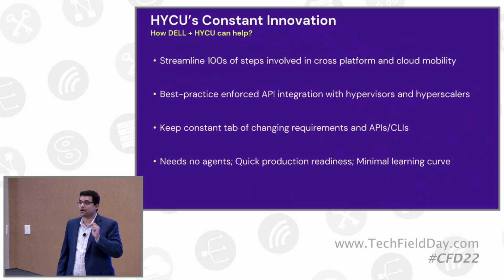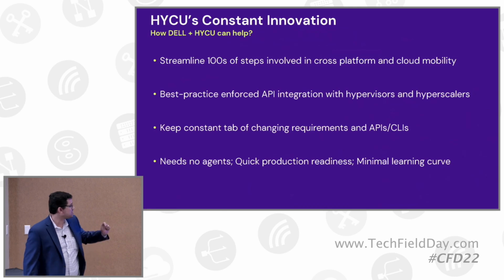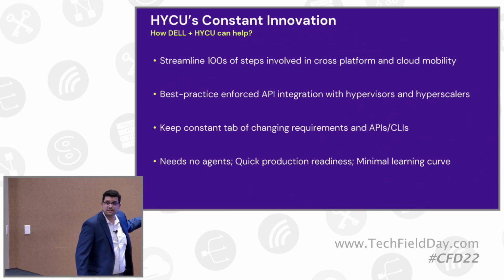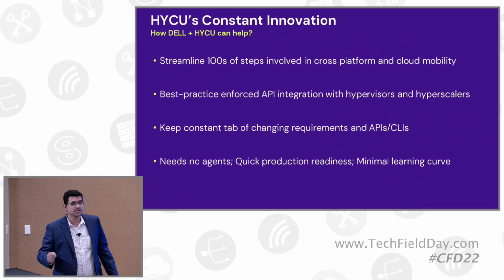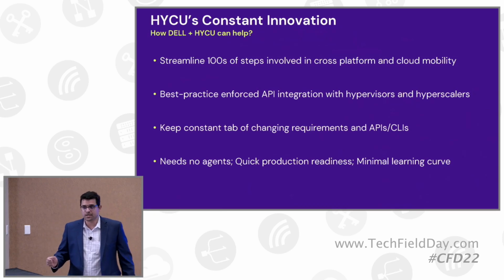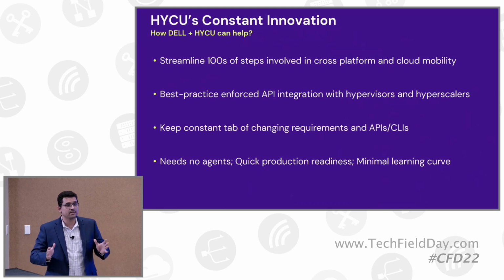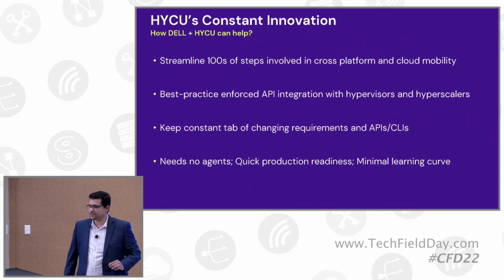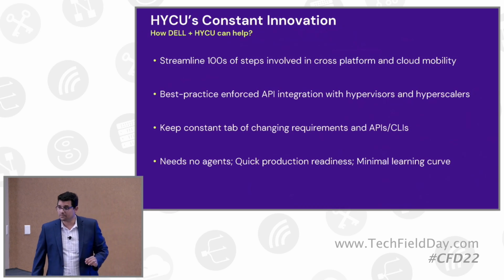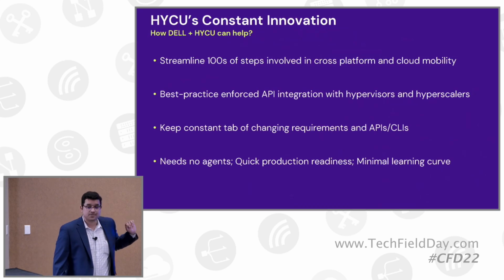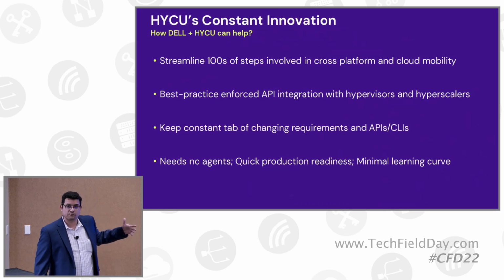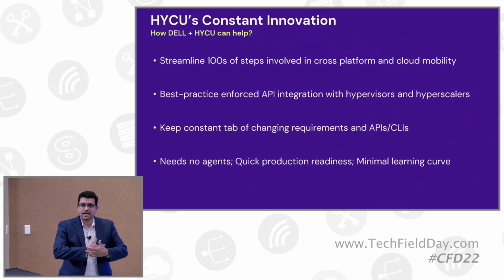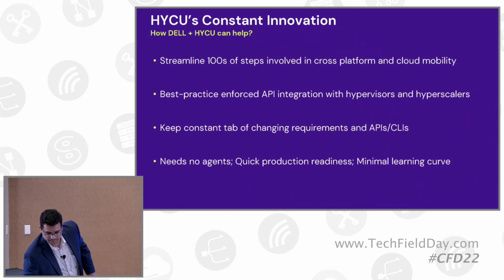Number three is also keeping a constant tab of what changes are being made. This is by default the most difficult thing to do, because keeping track of changing CLIs and changing APIs when they're not announced is the most frustrating part. And we do that real hard work. And last but not the least, our solution is extremely simple and easy to deploy. You don't need any plugins, you don't need any agents. It deploys instantaneously, requires minimal maintenance, and absolutely requires no training, so to speak, right? So that is how we solve the problem of ensuring that we don't have any issues in integrating with multiple hyperscalers and hypervisors, right?